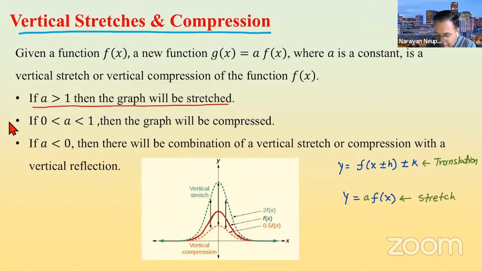And if we multiply by a number which is less than 0, then it can be the combination of both vertical stretch and compression along with the reflection. Because if we multiply by a negative number, less than 0, the graph will go in the downward direction. That will be the vertical reflection, which we have already seen.